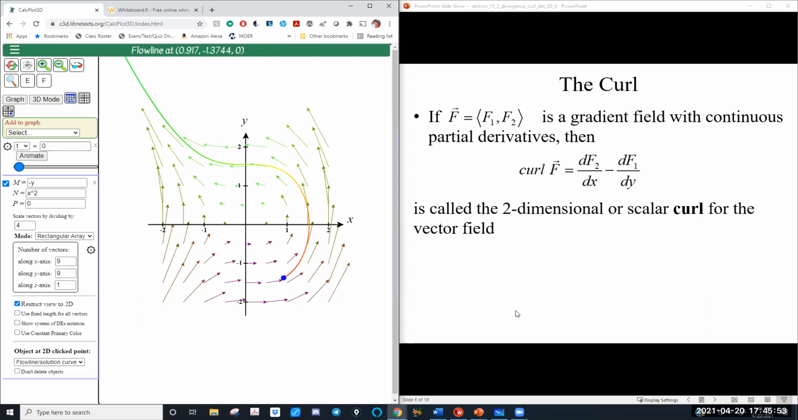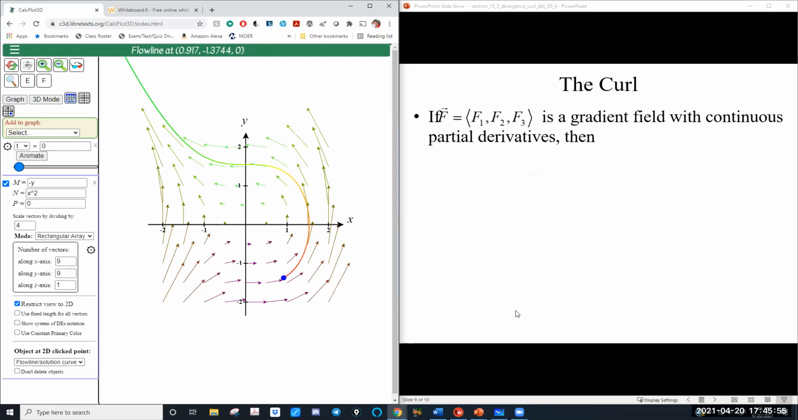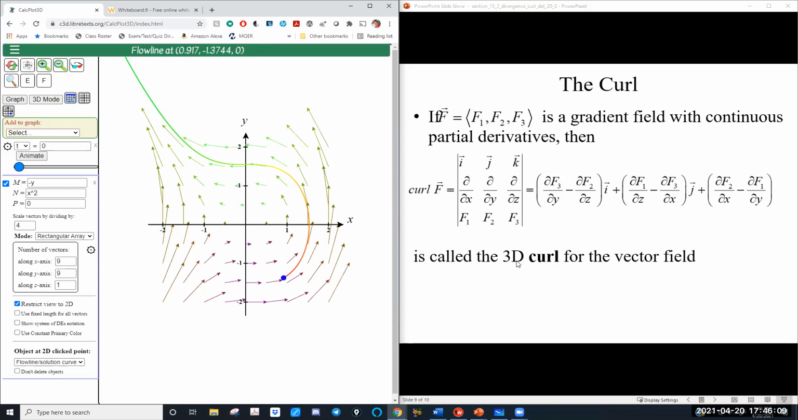Now, conceptually, there's nothing different going on with the curl in 3D. All we have is an extra component. But because we have more possibilities for direction, the curl is no longer represented by a scalar, it's represented by a vector.